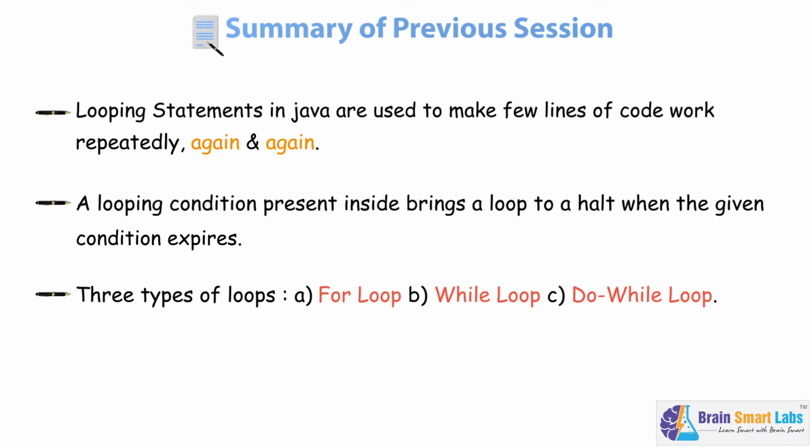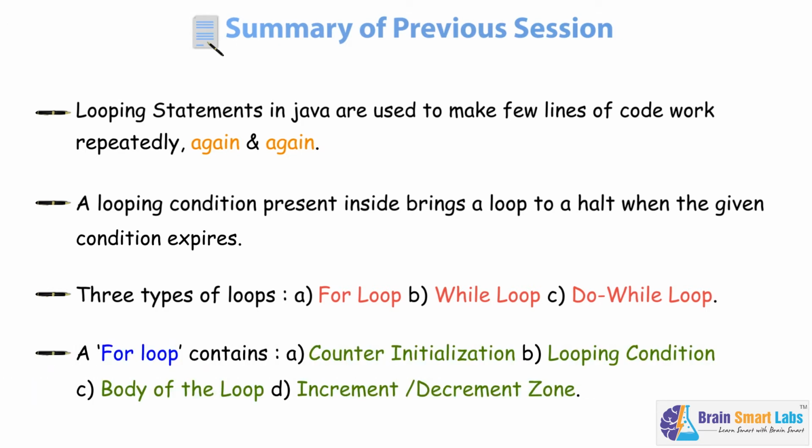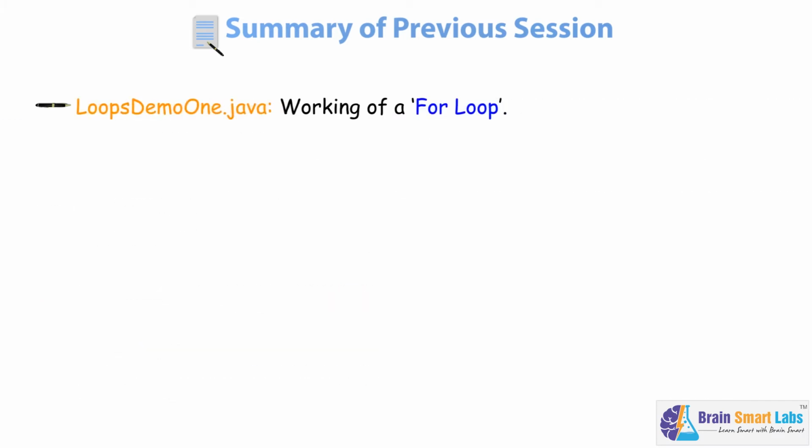There are three types of loops defined in Java, that is A. For loop, B. While loop, and C. Do while loop. For loop in Java has a generic structure and it contains A. Counter initialization, B. Looping condition, C. Body of the loop, and D. Increment or decrement zone. In our program loopsdemo1.java, we saw how a for loop works in Java.